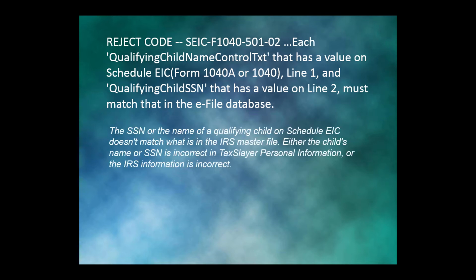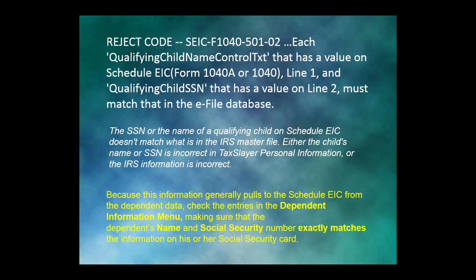What this means is the Social Security number or the name of a qualifying child on Schedule EIC doesn't match what's in the IRS Master File. Either the child's name or Social Security number is incorrect in TaxSlayer personal information, or the IRS information is incorrect. Because this information generally pulls to the Schedule EIC from the dependent's data, check the entries in the Dependent Information menu, making sure that the dependent's name and Social Security number exactly matches the information on his or her Social Security card.